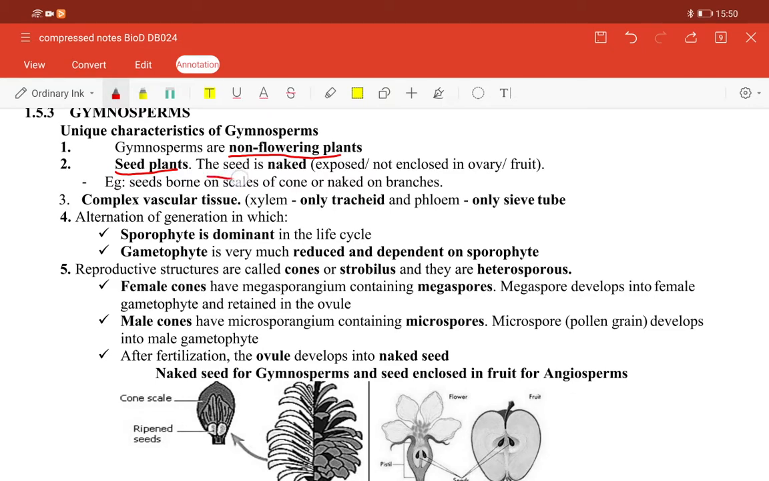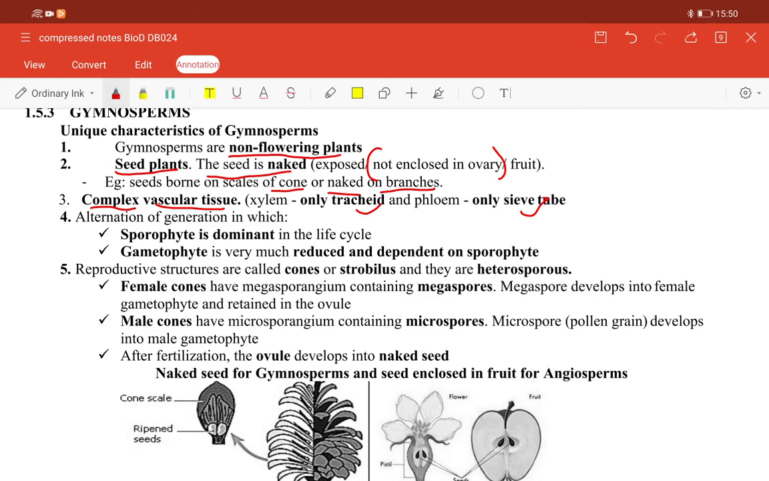But the seed that are produced is naked, which means it is not enclosed in ovary. And dia adalah di dalam cone ataupun naked on branches lah. Tak ada ovary, dekat branch sahaja. And the third unique characteristics adalah dia complex vascular tissues. It has tracheids dan juga sieve tube, tapi lebih kompleks daripada pteridophytes.